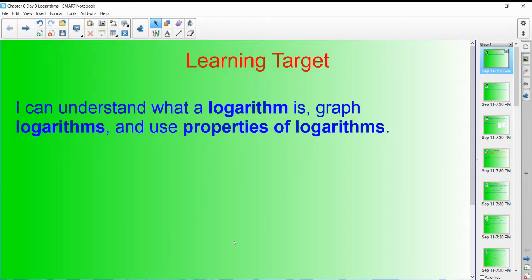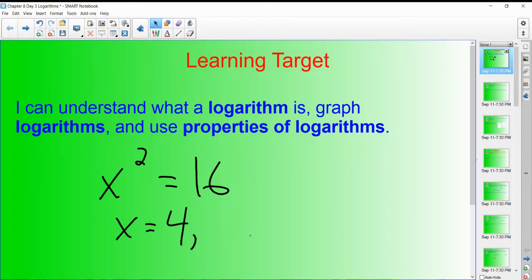So, the problem I always start out with when I teach logarithms is x squared equals 16. Most students tell me, okay, x can be 4, because 4 squared is 16, and x can be negative 4. We talk about we can use the square root, and we know how to do that.